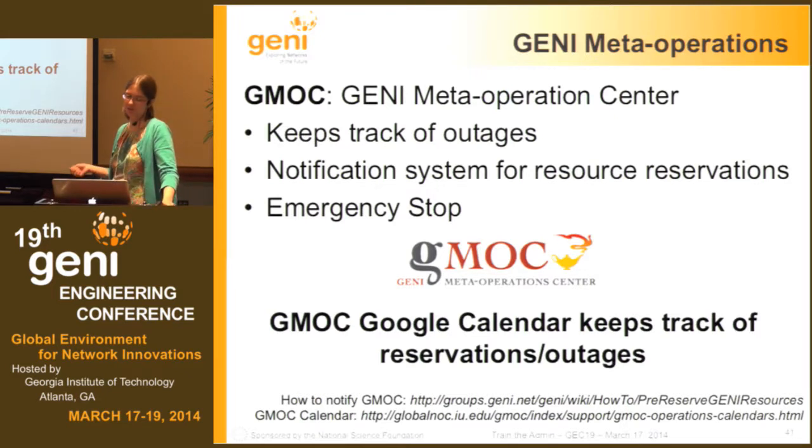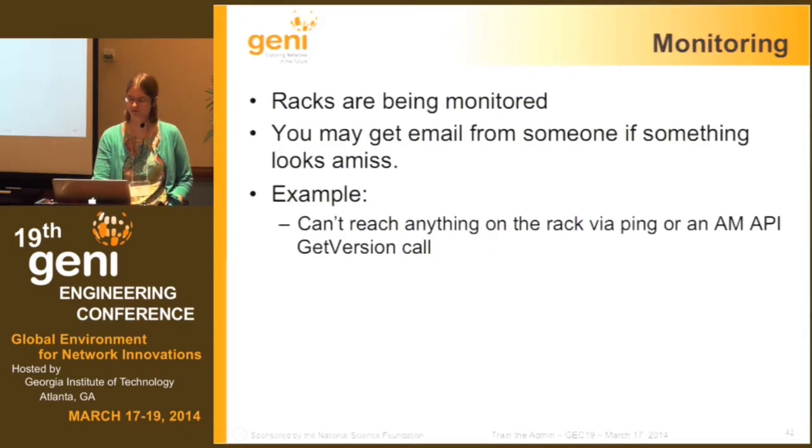So GENI meta operations basically has a calendar, and they keep track of unexpected outages of any kind, and they also keep track of notifications about resource reservations, for example, tutorials or classroom use or large experiments. And in addition, they do this thing called emergency stop, which I have a slide about a little later, so I won't talk about that right now. But this calendar is really helpful to tell what's happening in GENI land.